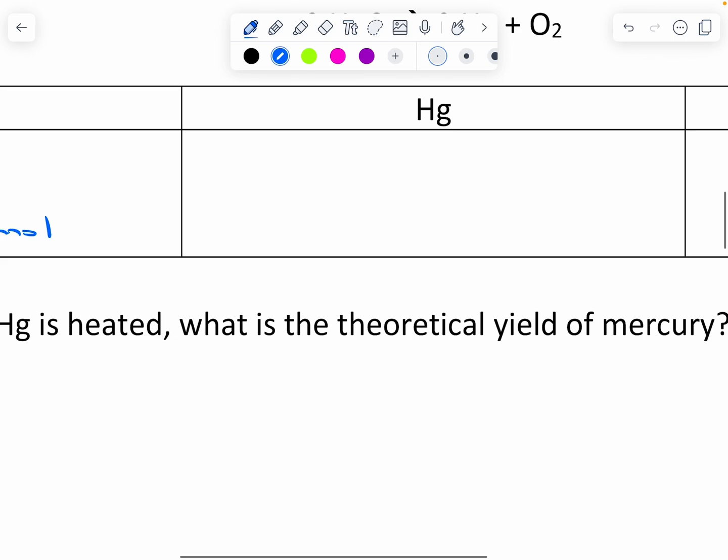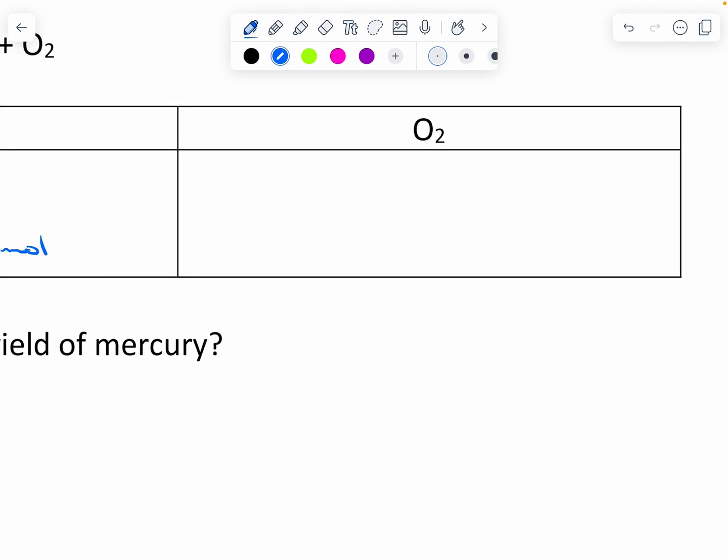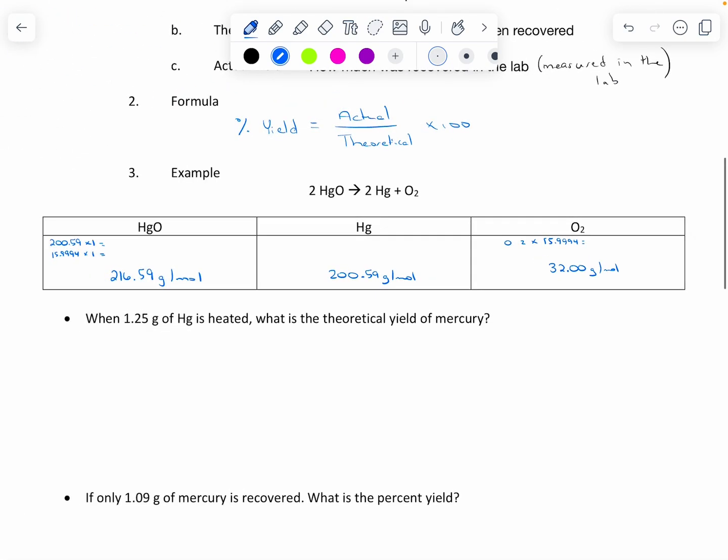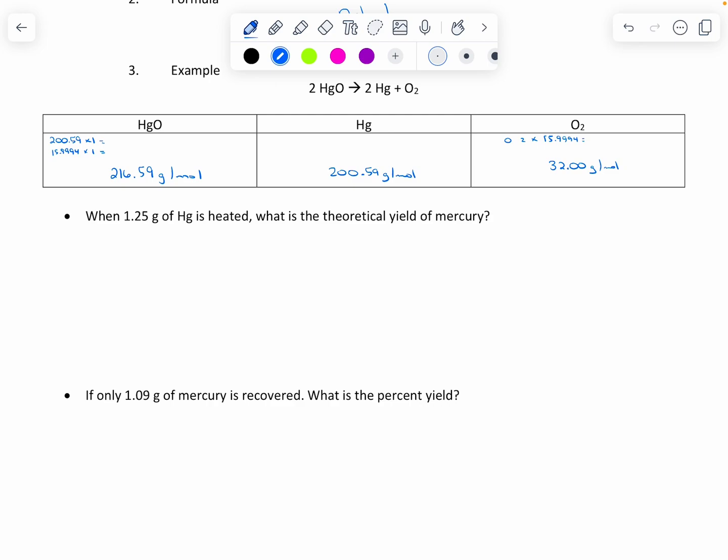Mercury is really simple because it's just 1, so we say 200.59 grams per mole. Again, we just found that on our periodic table. Then we have O2. This one's going to require a little more work. We take O, 2 times 15.9994, which is 31.9988, but when we round to 2 decimals, we get 32.00. Those boxes were just for finding molar mass, so hopefully that's pretty straightforward. Let's get to the meat of the question.